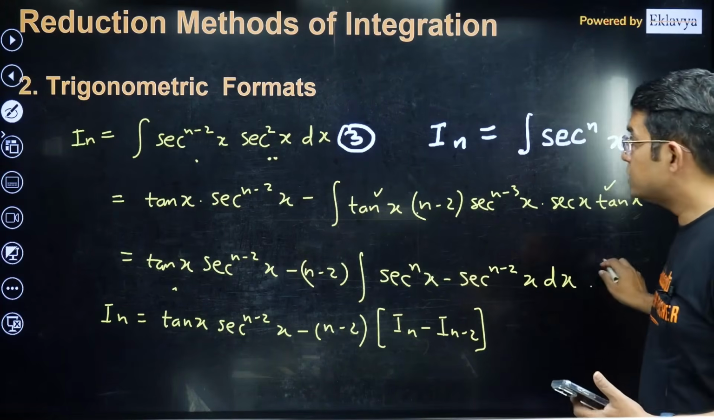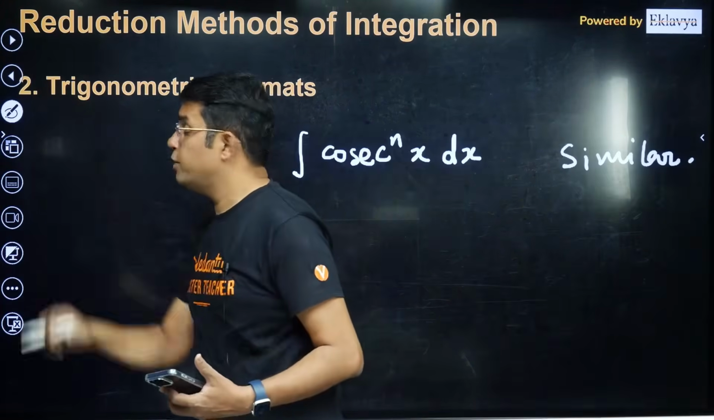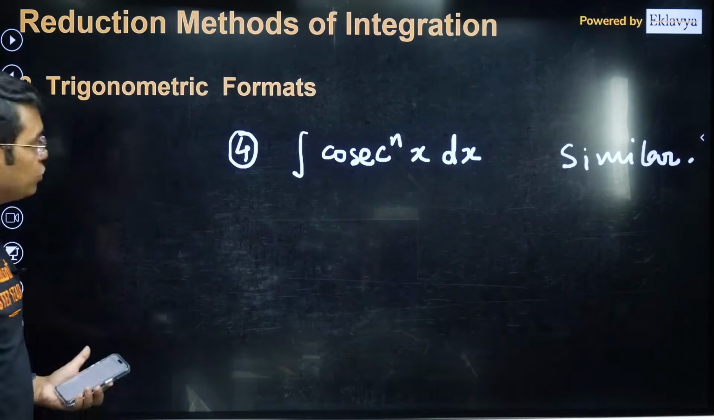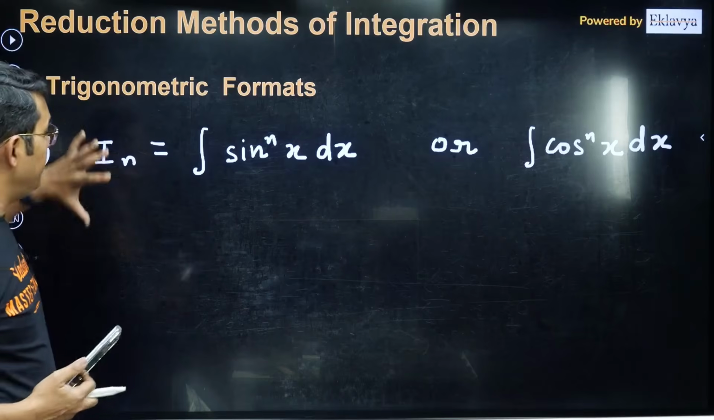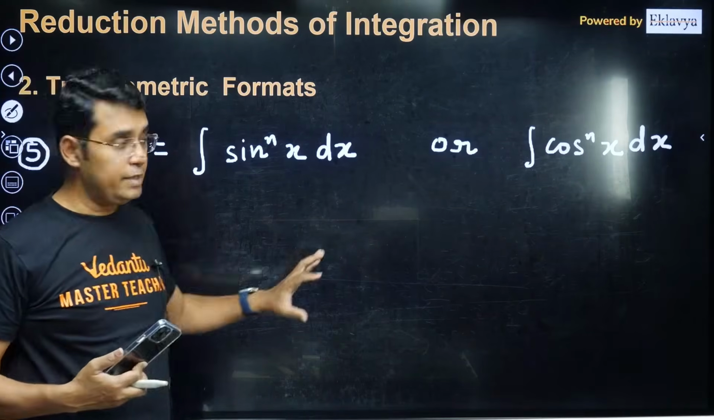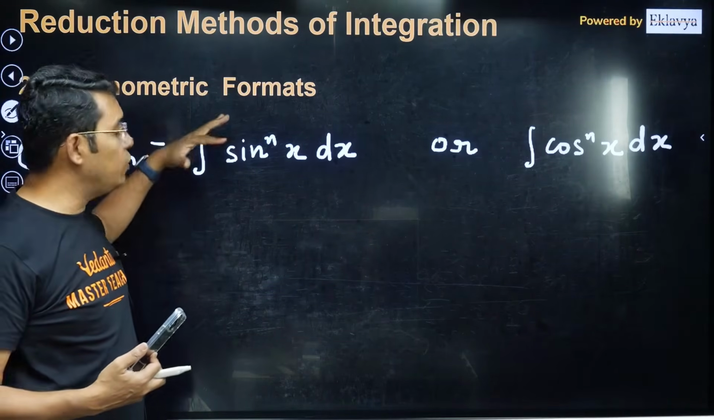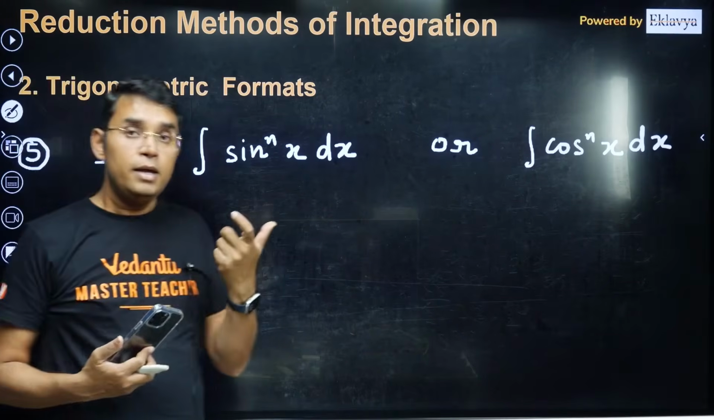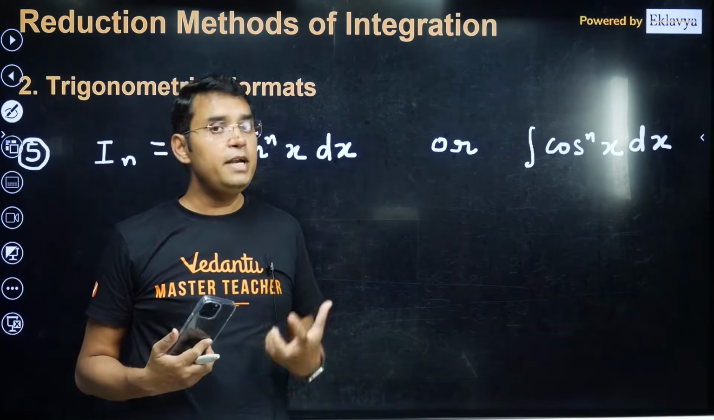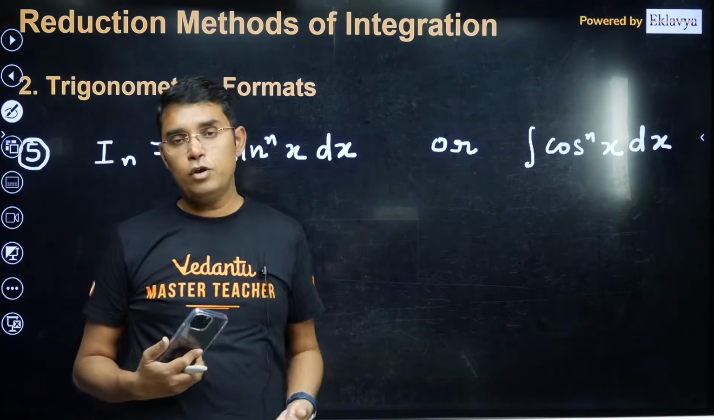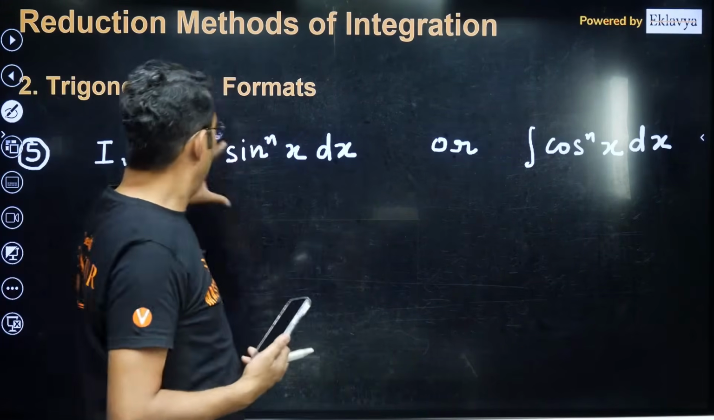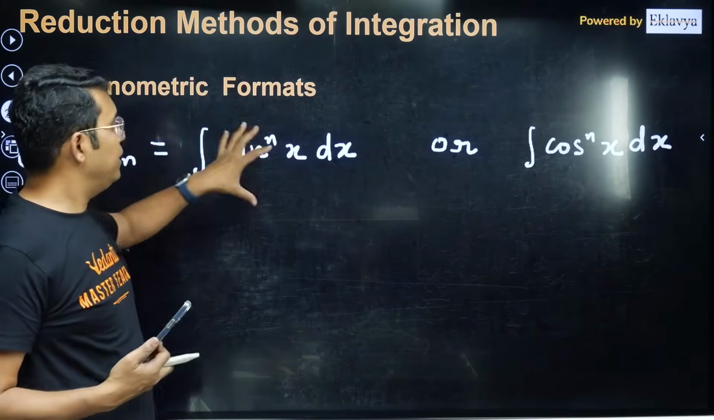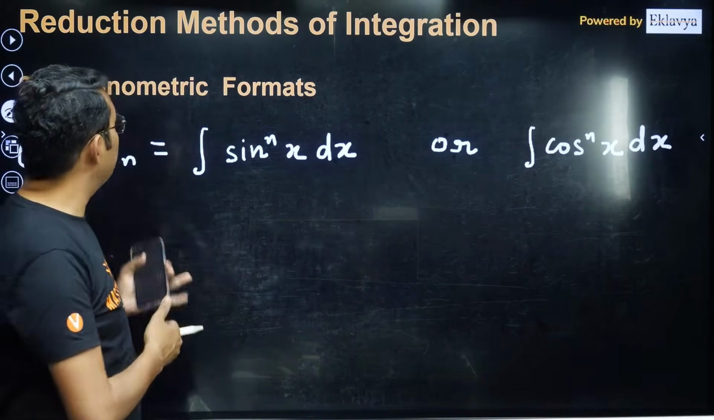Okay, now similar to secant, we have cosecant power nx also. That is also very similar, so I will not be doing it. Then comes sine power nx. That's very important, because after doing this, I will be coming to one result of definite integration. One Wallis formula will also come. Then I will talk about beta function and gamma functions also. So let's see how In is calculated using the reduction method.